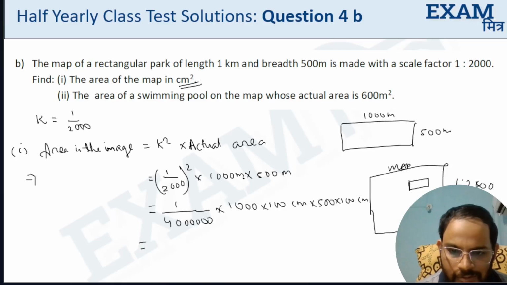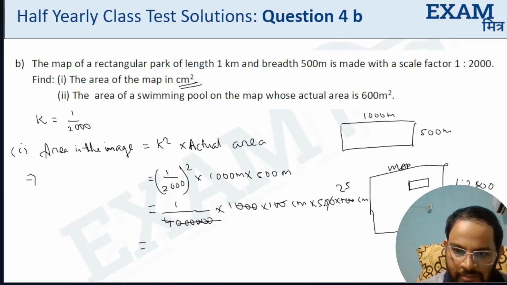Now we just need to simplify it. The zeros cancel, and 4 into 25 is 100. So 25 into 5 is 125 and 0, so the answer is 1250 cm square. That means the area of the rectangular park on the map will be 1250 cm square.